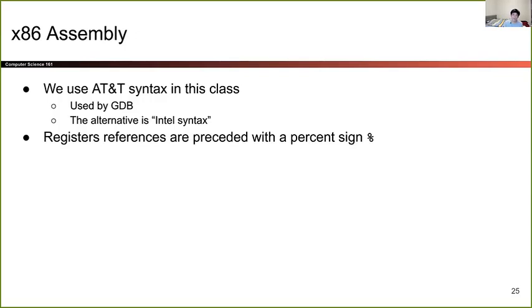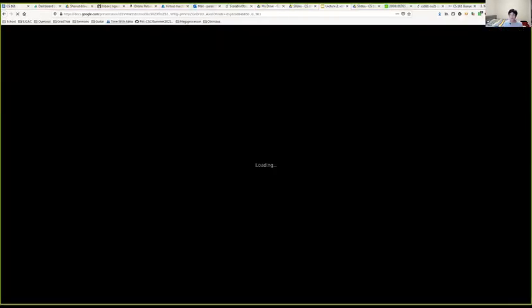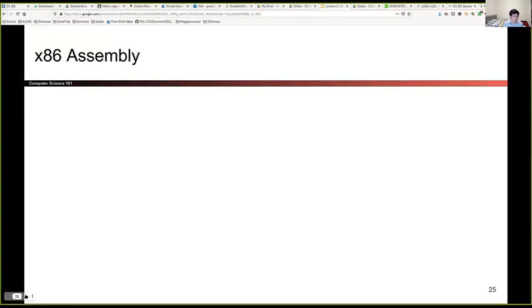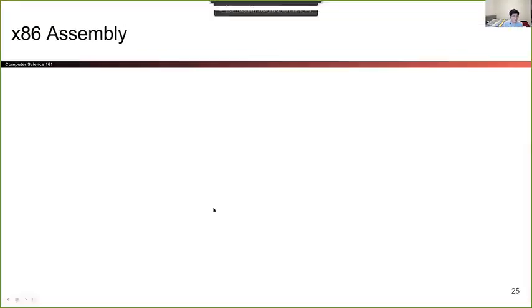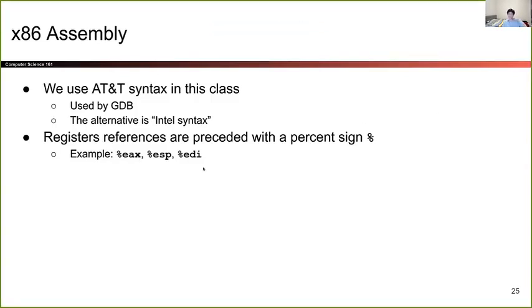If we want to reference a register in x86 assembly, we're going to precede it with a percent sign. So, for example, if I wanted to reference the EAX register, I would do %EAX. If I wanted to reference the ESP register, I would reference %ESP, and so on and so forth.